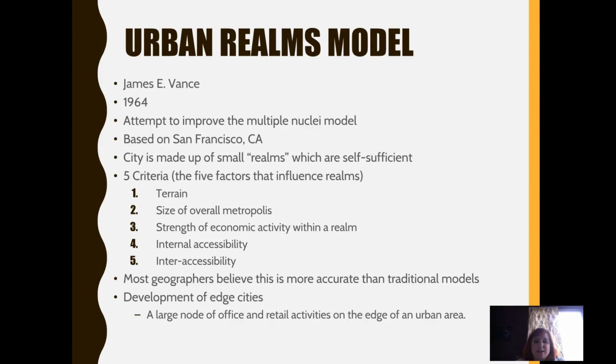Urban Realms model, James E. Vance, 1964, was an attempt to improve the multiple nuclei model. It's based on San Francisco. The city is made up of small realms, which are self-sufficient, meaning they don't rely on other realms. They have all that they need within them, okay? So the things that influence realms are terrain, size of the metropolis, strength of economic activity within a realm, internal accessibility, interaccessibility. Like how easy is it to get around in the realm? How easy is it to get to other realms?